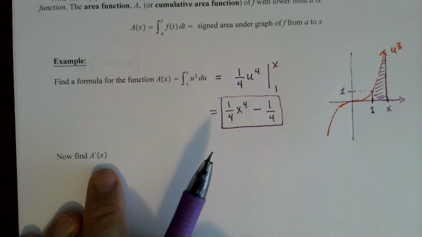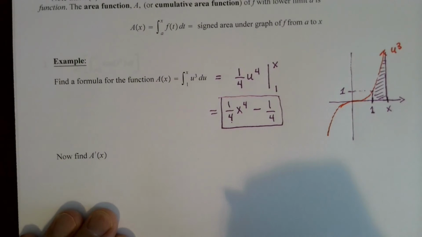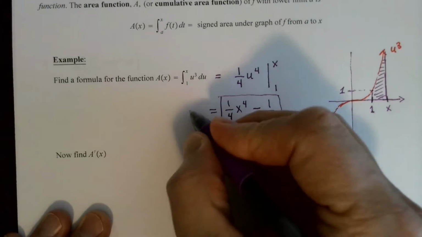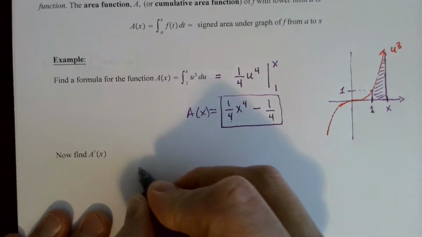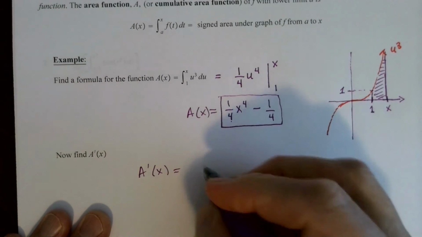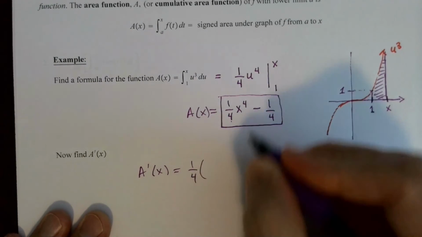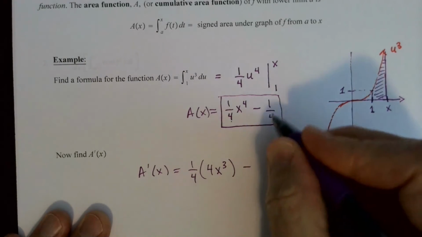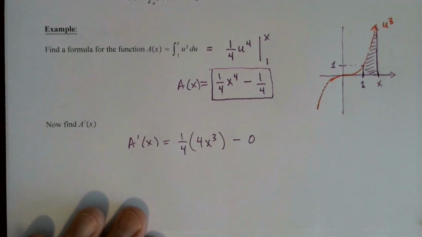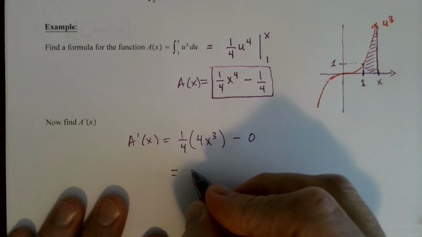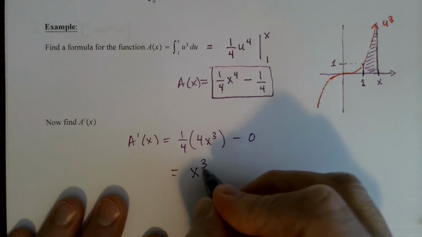Now, let's go ahead and find a prime of x. Well, that's pretty easy. I can take the derivative, I hope. If this is a of x here, therefore a prime of x is what? I've got the derivative of this first term. 1/4 is a constant multiple. Take the derivative of x to the 4th, that's 4x cubed, minus the derivative of 1/4, that's a constant, so 0. And of course, 1/4 times 4 is 1, and so I hope everyone easily determines that this is x cubed.